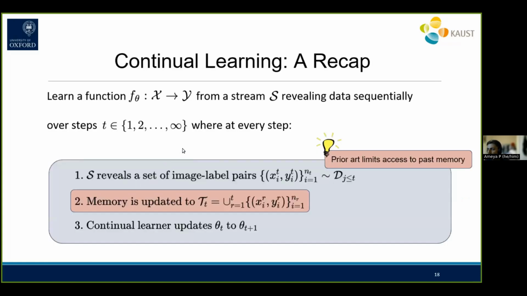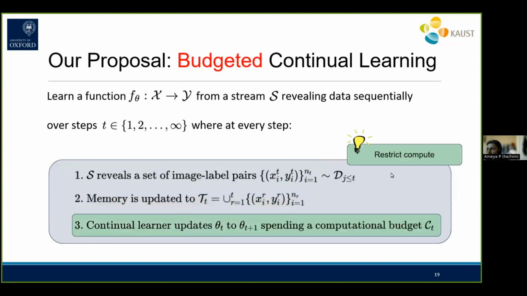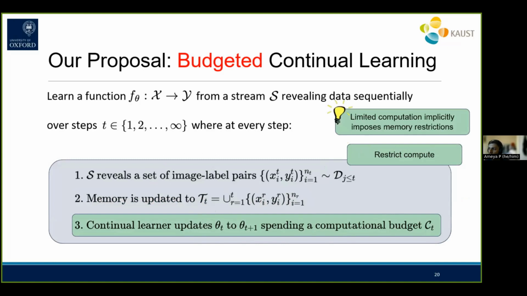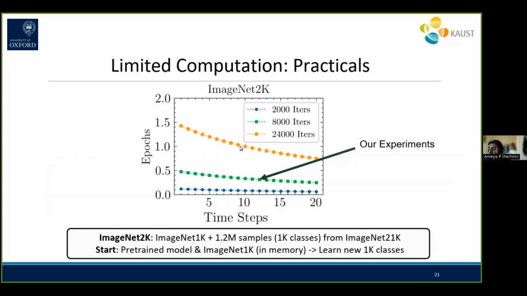So what do we do? Instead of limiting access to past data, in our setup, we say we should restrict compute. So we can store all past samples. However, when we want to update our continual learner, we only have a computational budget CT to spend. Notice that limiting computation implicitly restricts memory. How so? Let's check with a concrete example.